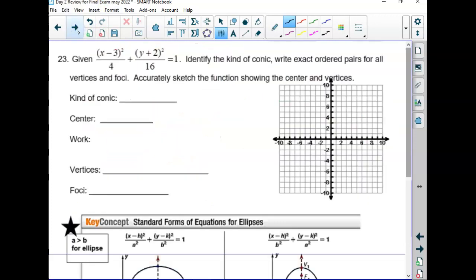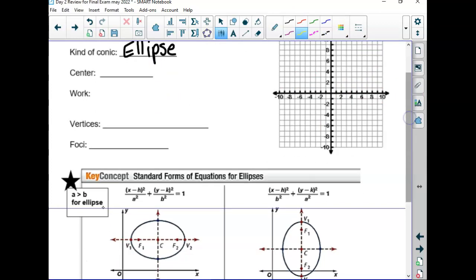All right, number 23, what shape is this? Yeah, it has a plus in the middle here, so it is an ellipse. That's the kind of conic. On your packet, it's on the third page. You need to be very, very clear that for an ellipse and only an ellipse, A is bigger than B, okay? And if that bigger number is under X, it's longer in the X direction. If that bigger number is under Y, it's longer in the Y direction.